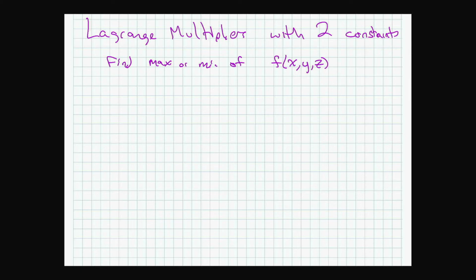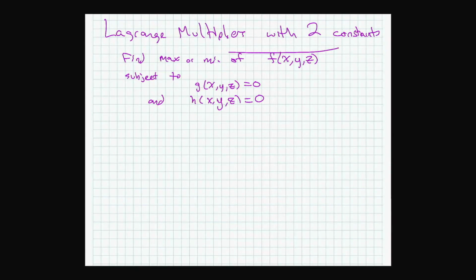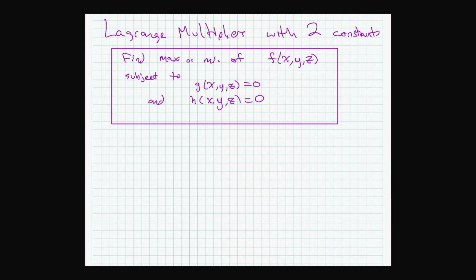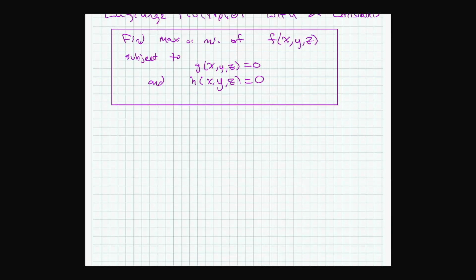Oh, okay. So, maximize or minimize f of x, y, z, subject to two constraints: g of x, y, z equals 0, and h of x, y, z also equals 0. That's the type of problem that you're solving, and it's the same idea, except that the Lagrange multipliers equations are more complicated.